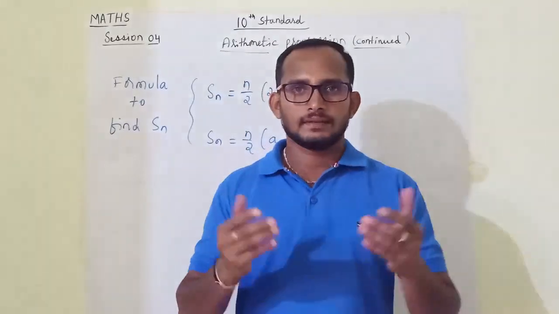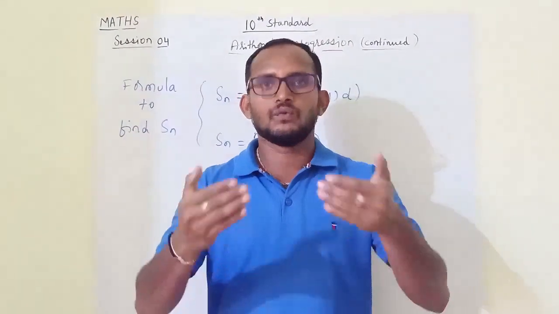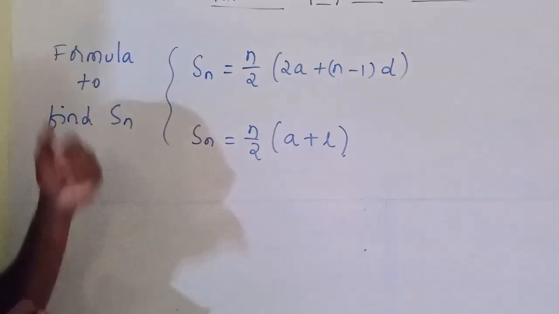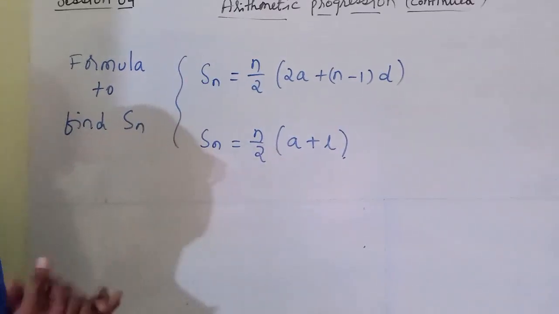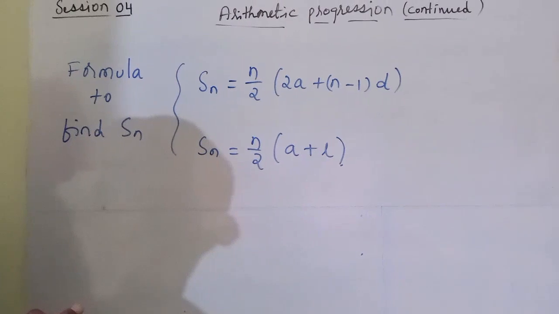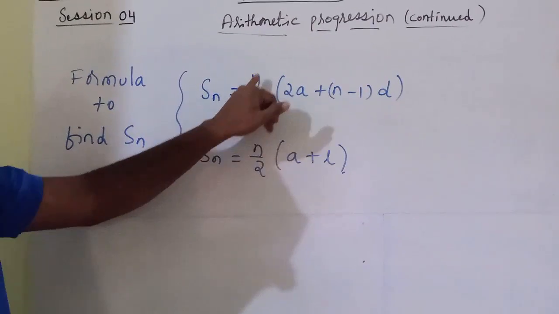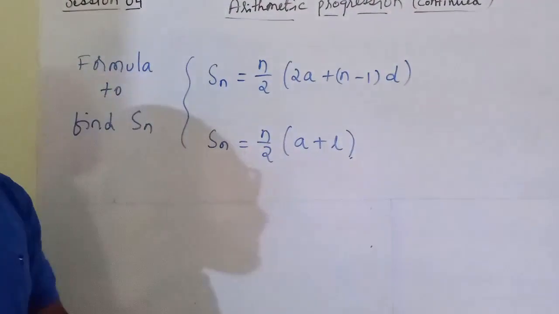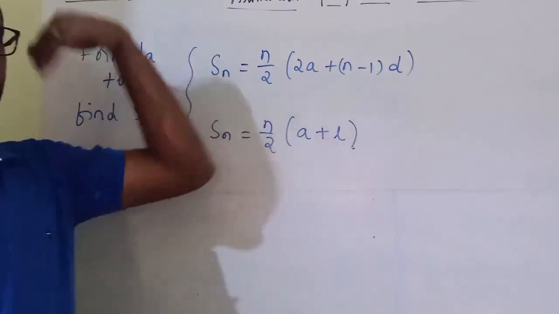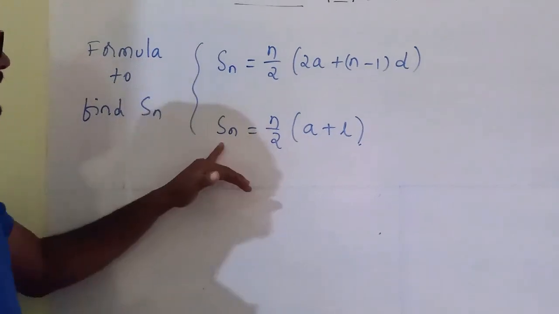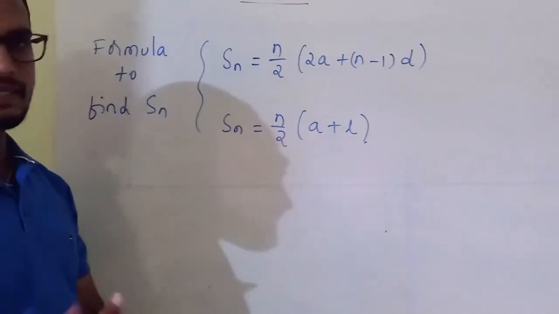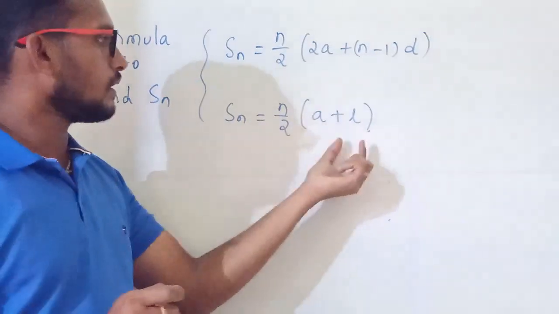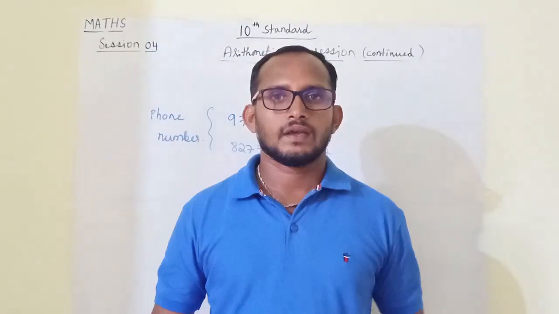Now let us recall what we have learned today. We started our journey with respect to Sn, and now we are at the ending position. Sn is equal to n by 2 times (2a plus (n minus 1) into d). It's a fundamental formula for Sn, applicable to almost all the problems. Sn is equal to n by 2 times (a plus l). This formula will be applicable if you know the last term of an AP.